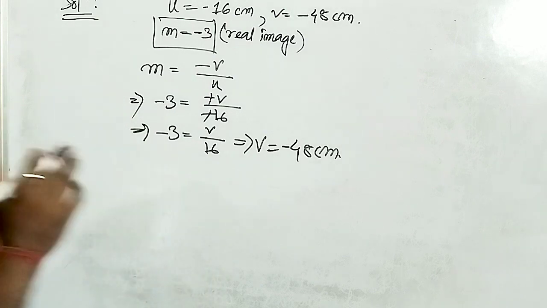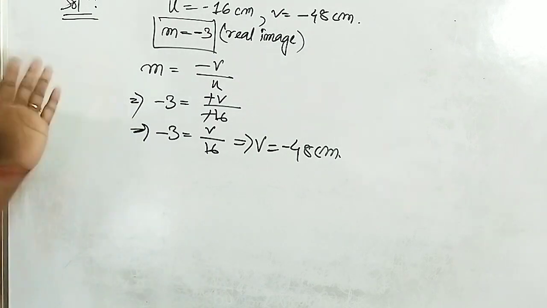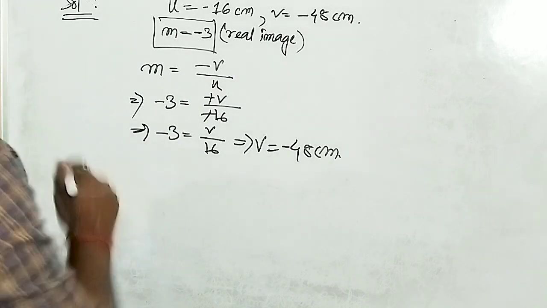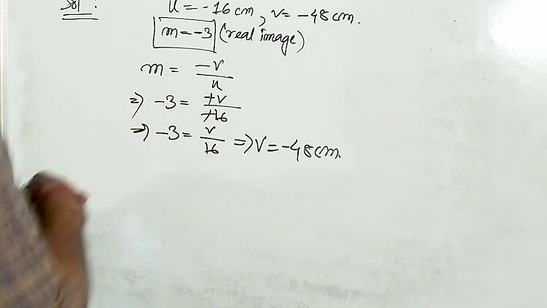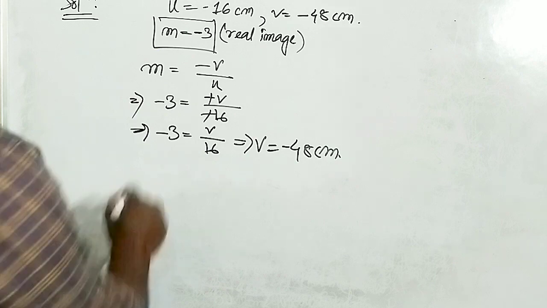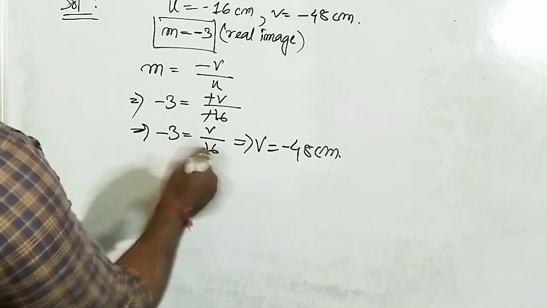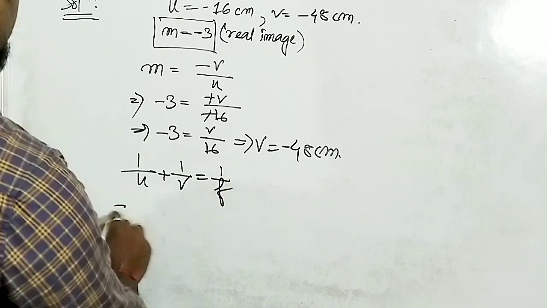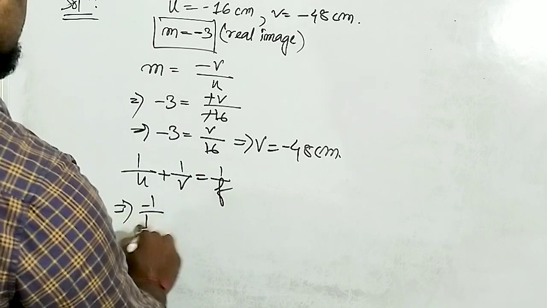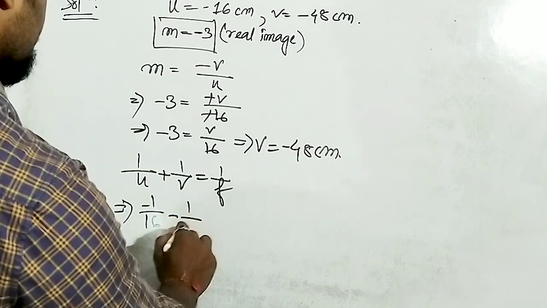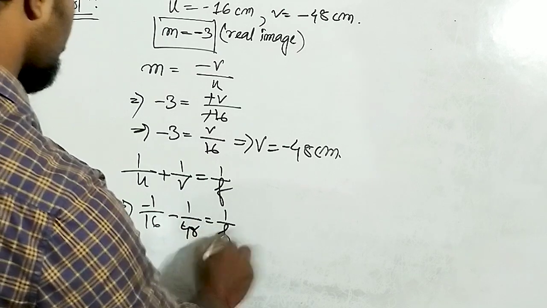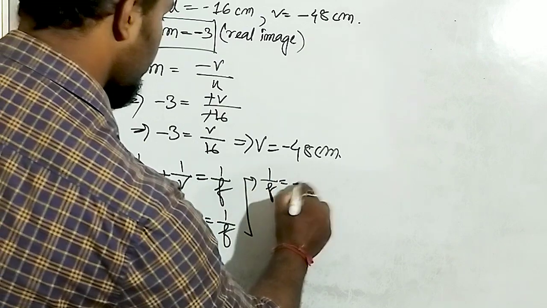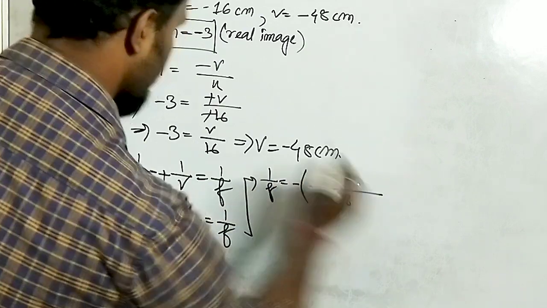We will draw the figure. Though it is not asked, we will draw it so it will be clear to us. Now we have v, and we will find the focus. We use the mirror formula: 1 by u plus 1 by v equals 1 by f. u is minus 1 by 16, and v is also minus, minus 48, equals 1 by f. We take the minus common, and the LCM will be 48.